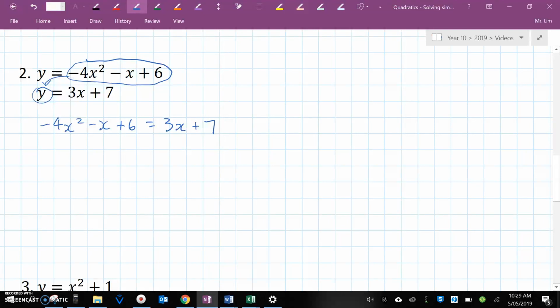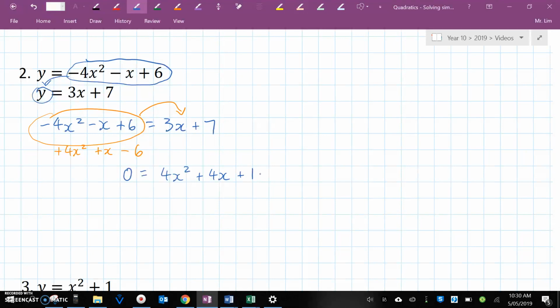Is x squared positive? No, it's not. So we need to move all of this to the other side by adding 4x squared, by adding x, and by minusing 6. That gives us 0 on the left-hand side is equal to 4x squared plus 4x, because 3x plus x is 4x, plus 1 because 7 minus 6 is 1.